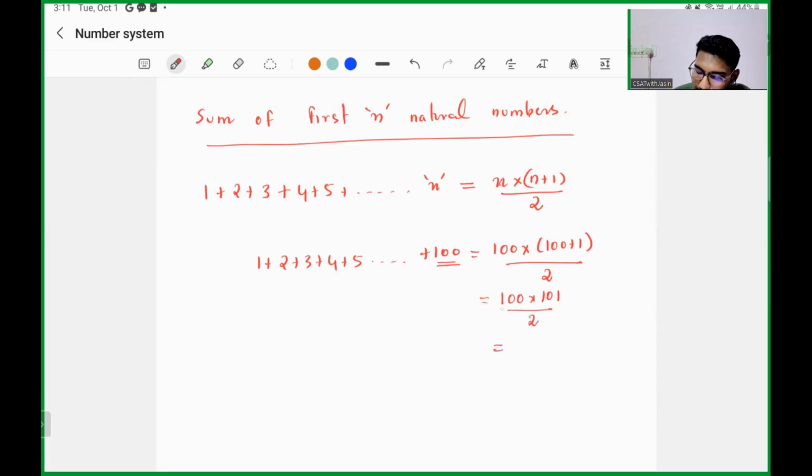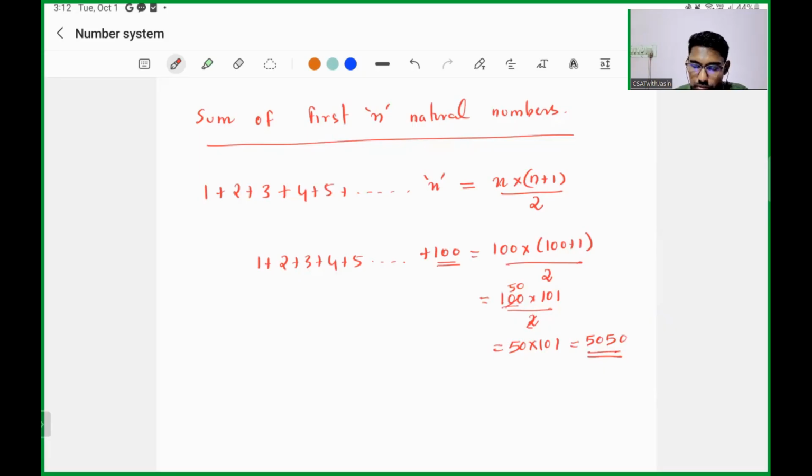Here you can cancel the 2 in 100. If you cancel, 100 by 2 is 50. So 50 into 101, and your answer will be 5050. So in this way you need to do. If you are asked to find the sum of first n natural numbers, it is n into n plus 1 by 2.